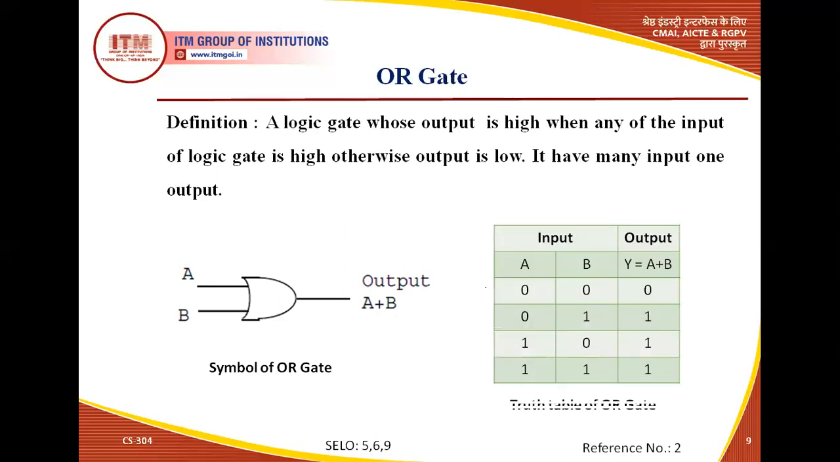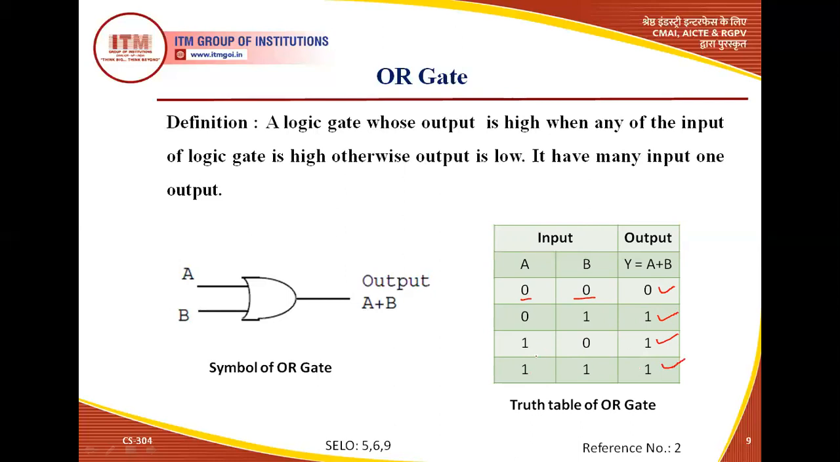Now we see the truth table of the OR gate. I have already told you, when any of the inputs of the OR gate is high, it will generate the output high. So for a two input OR gate, if we give the input 0 0, we get the output 0. Similarly, if we give the input 0 1, we get the output 1 because one of the inputs is high. Similarly, 1 0, one input is high, so we get the output high. Similarly, if both the inputs are 1 1, then we get the output high.